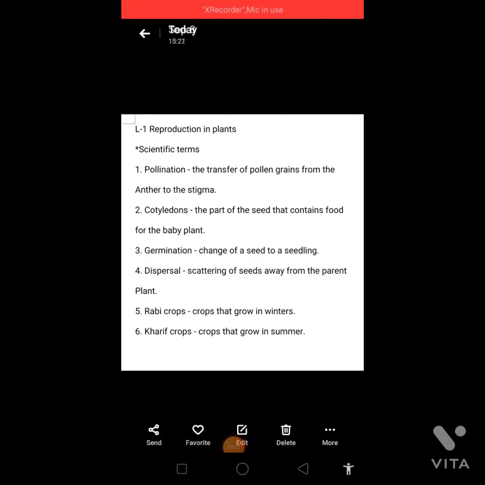Children, you will have to revise the scientific terms which you have already written in your science fair notebook. From lesson 1, there are a total of 6 scientific terms. Number 1 is pollination, the transfer of pollen grains from the anther to the stigma. Number 2 is cotyledons, the part of the seed that contains food for the baby plant. Number 3 is germination, change of a seed to a seedling. Number 4 is dispersal, scattering of seeds away from the parent plant. Number 5 is rabi crop, crops that grow in winters. Number 6 is kharif crop, crops that grow in summer.